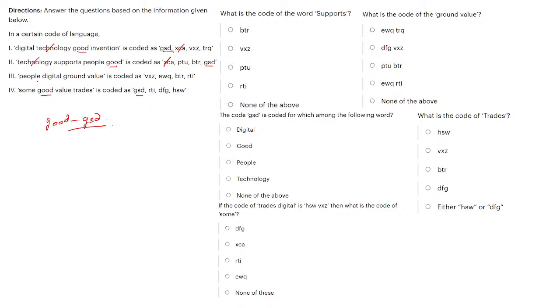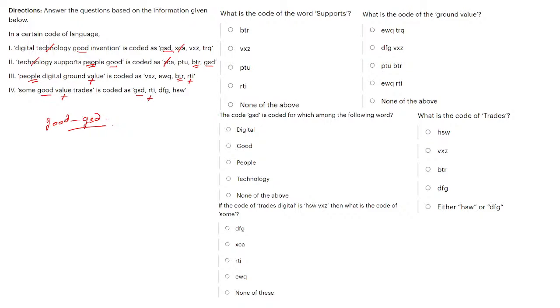Now moving to next, pupil digital ground value. Only pupil is common here. Here it is and here it is. So what is the common code here? This is BTR, right? Moving to next, that is value. Some good value traits, pupil digital good value. So ground, right? So this is ground, right? So this is value. So value code would be RTI, right?